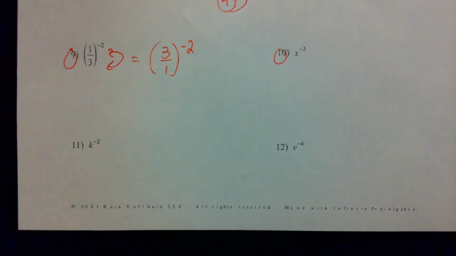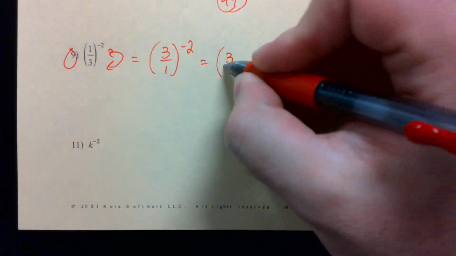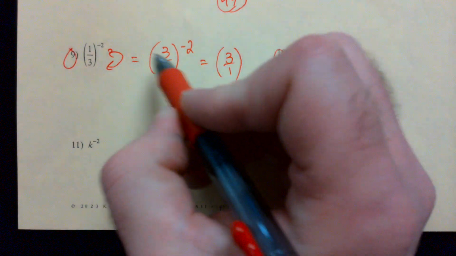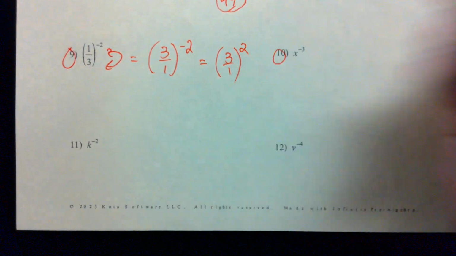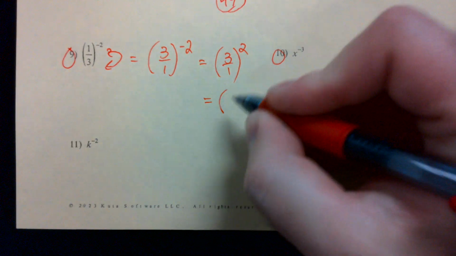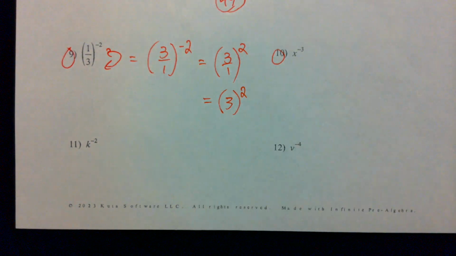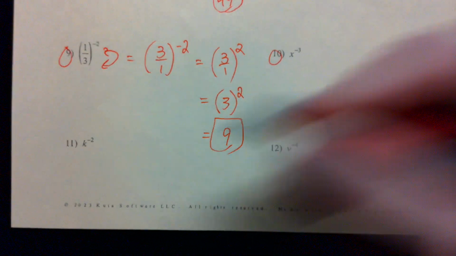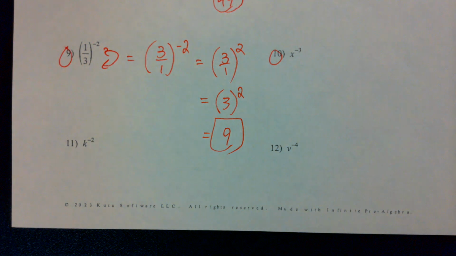3 over 1 to the negative 2. Flip my fraction. What can I do with the exponent? Am I going to keep it negative, or am I going to do something to it? Make it positive. Make it positive, right? 3 over 1 squared. Now, if we have 3 over 1, that's just the same as 3, squared. And 3 squared is equal to 9. Just like that, no fraction as our answer, just a whole number of 9.